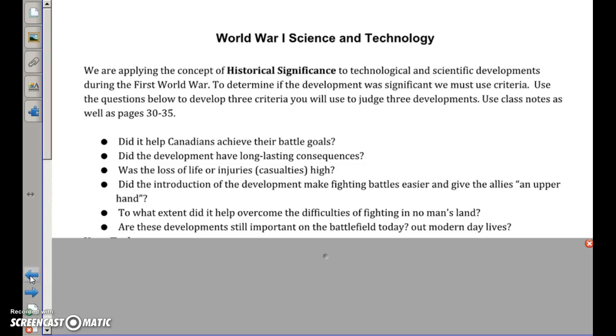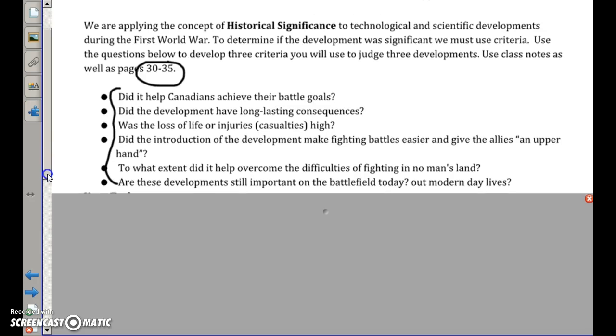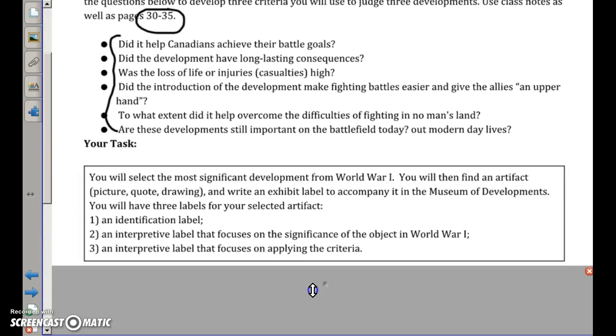Okay, so today you are going to get started on choosing a third development that you want to look at. You can see here that some of the things that you can look at are on pages 30 to 35, such as tanks or machine guns or radio, things like that, communication developments. And you're going to use the same questions that we used to look at War in the Air. So some of them are these, but this is just an idea of the things that we're going to be looking at. Here's your task.